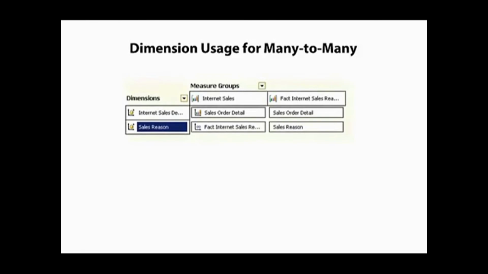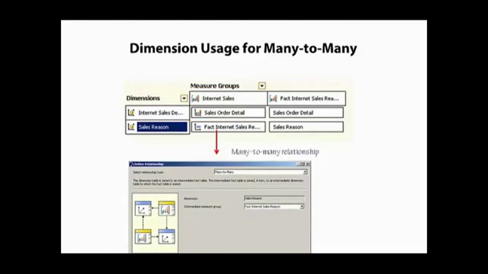When we add these items to the cube, Analysis Services should automatically detect and add regular relationships for the degenerate dimension and the many-to-many dimension, which is sales reason in this case, and these regular relationships exist between the dimensions and the bridge table. In addition, Analysis Services should see a fact relationship between the original fact table and the degenerate dimension. The step we'll need to perform manually is to set up the many-to-many relationship between the fact table and the dimension, and all that involves is selecting the bridge table in the intermediate measure group drop-down list.